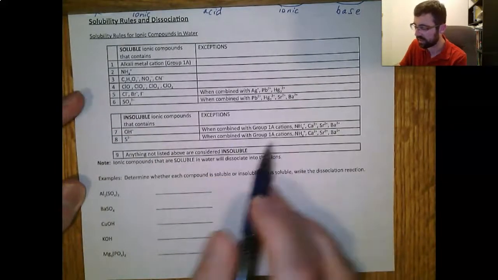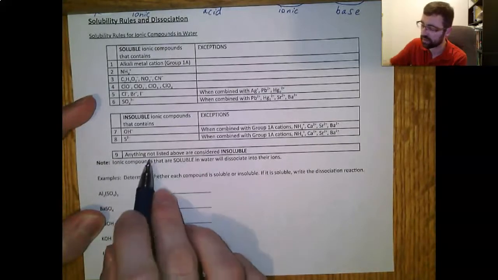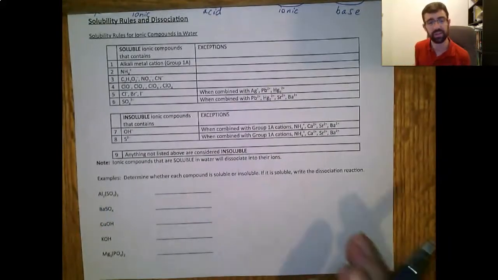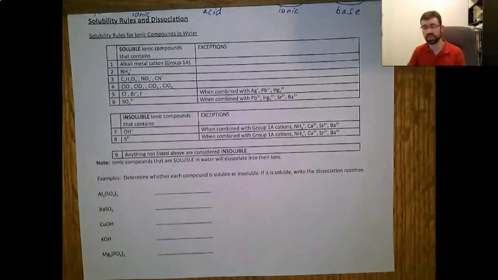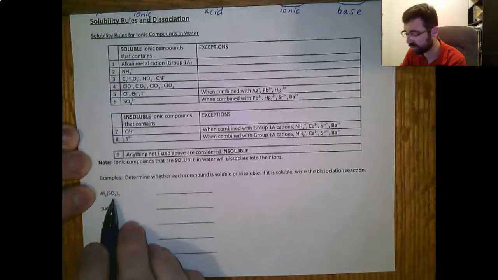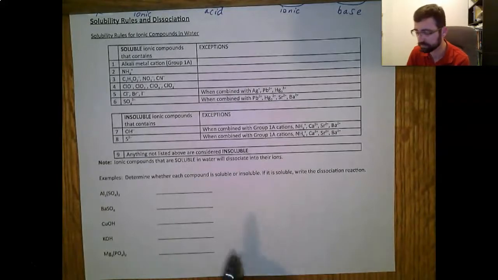Okay, and then the ninth rule says that anything that's not listed up here in either of these tables is insoluble. So we've got to be able to interpret those rules. Let's start with the first one, Al2(SO4)3. So I'm going to start with the top and look if I look for any reason that I think this might be soluble.